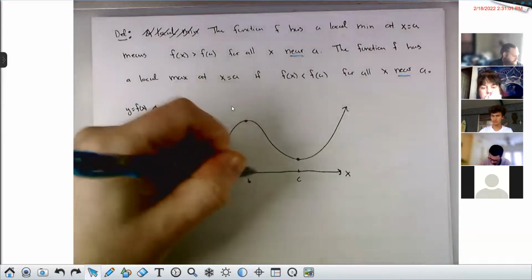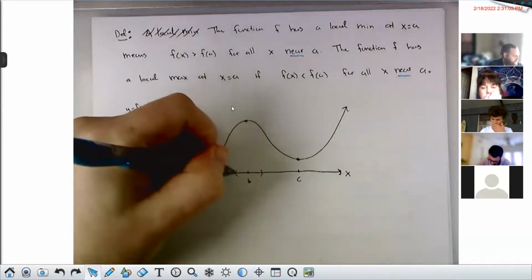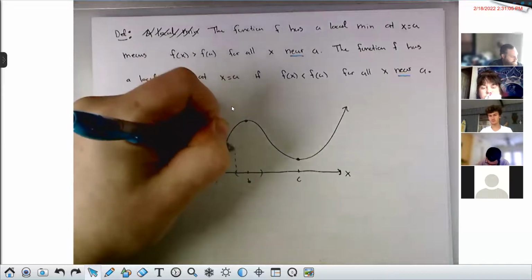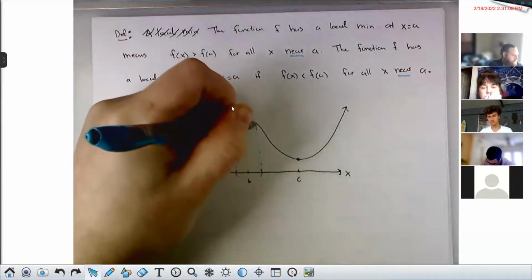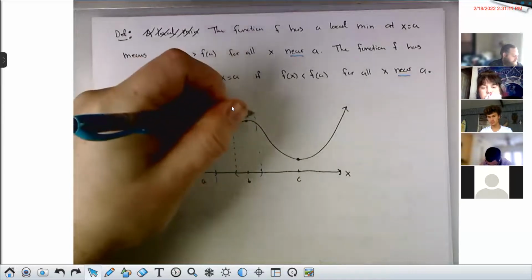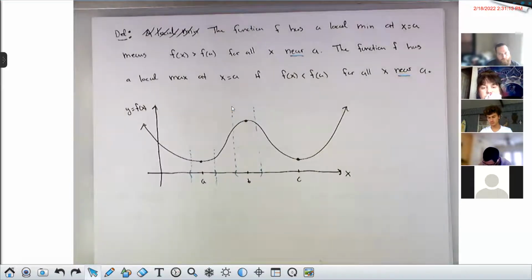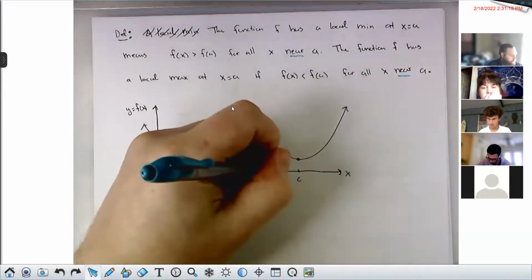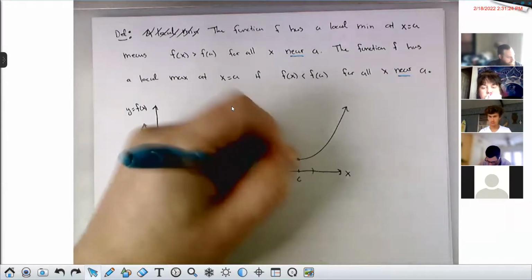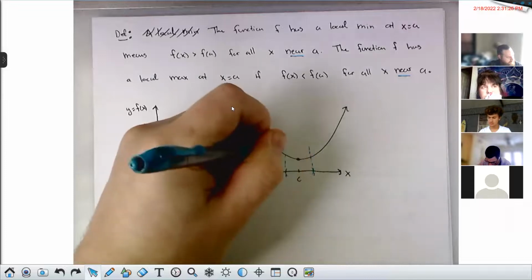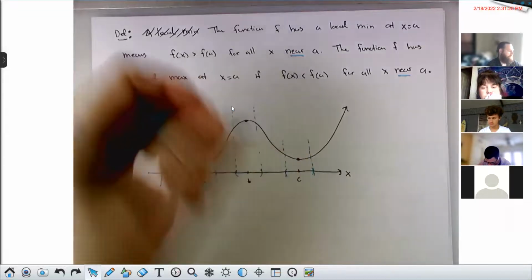Or here, it's possible to put a little window about b such that the y values on the graph are lower than the y value at that point. So these would all be local extrema. The word for mins and maxes together is extrema.